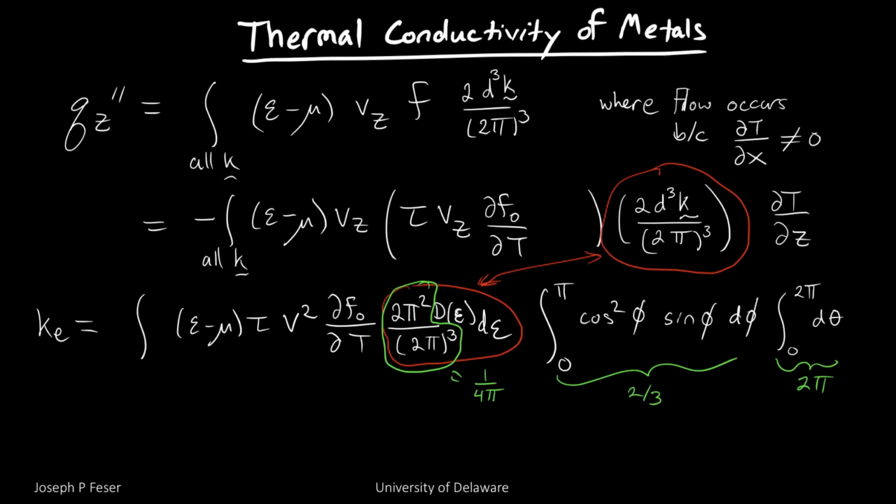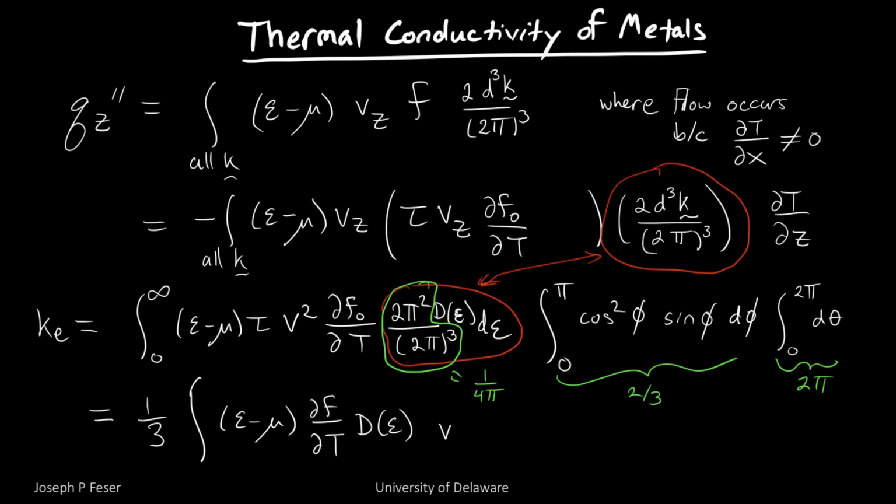And I've already showed that the integral over the cosine phi sine phi turns out to be 2/3, and of course the theta integral is 2 pi. Then we can combine all that stuff together. It basically turns out to be like 1/3. And then all the stuff in the integral, so the E minus mu times df dT times the density of states integrated over energy. Also with a Vg squared tau integrated over energy.